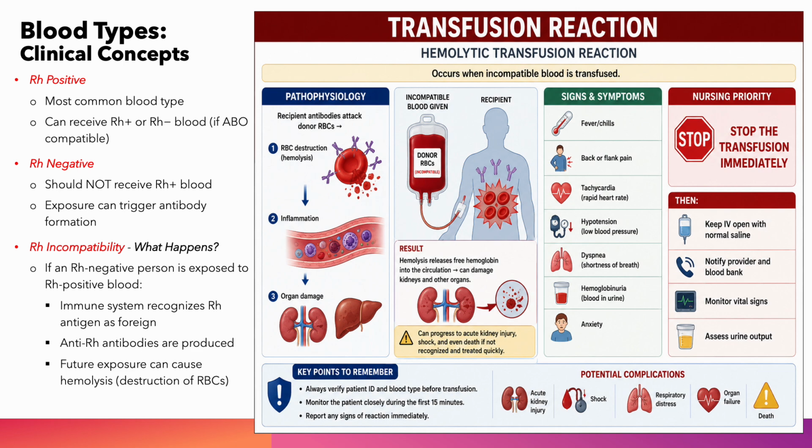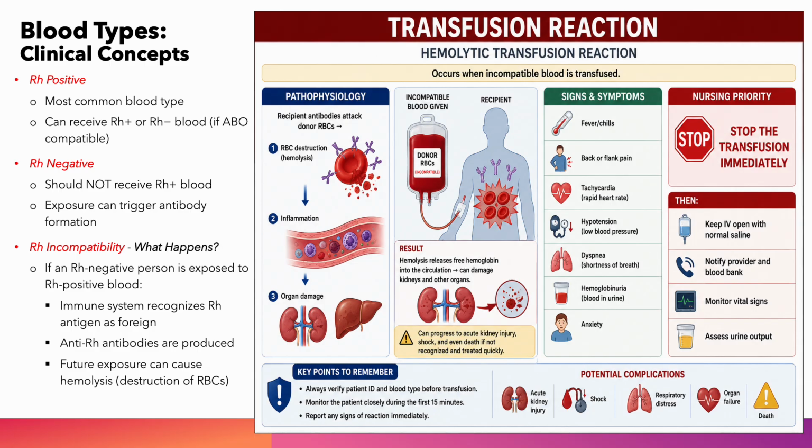And that's the reason why when we give a blood transfusion to a patient, we check their vital signs before and 3 times during the process, and we monitor them for the first 15 minutes for any reactions. And if you see any of these signs and symptoms or any vital sign changes, the first thing that we do is we stop the transfusion.